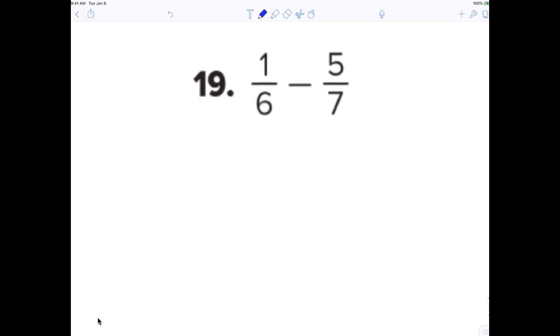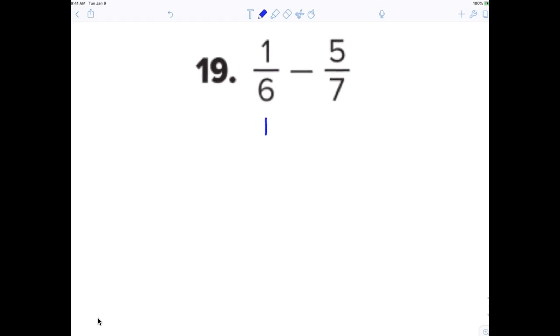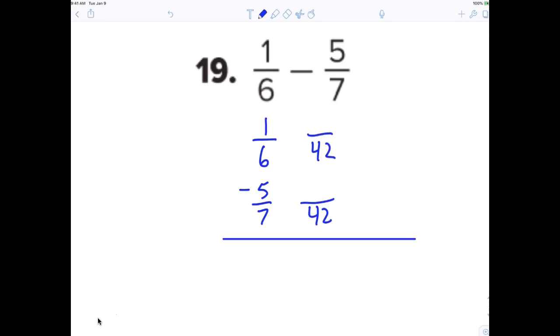Yep. Here you go. What's the common denominator? The common denominator was 42. You're awesome. And then it's going to be minus. And then we do 1 times 7, that's 7. Good. And then you do 6 times 5, which is 30. What type of 30? Positive or negative? Positive.